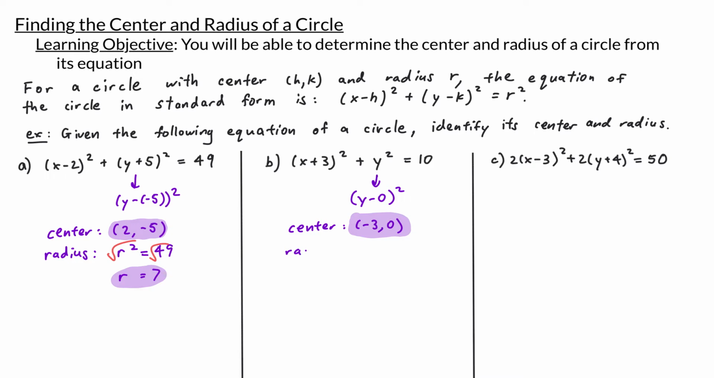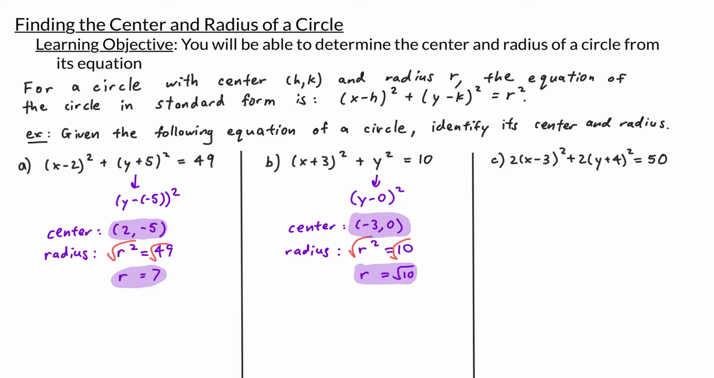As for the radius of this circle, remember the right-hand side is the radius squared. So we have r squared equals 10. And so if you want to find r, we just take the square root of both sides. And taking the positive square root option, we get r equals positive square root of 10. So one thing to point out here is that your radius doesn't necessarily have to be a whole number. In this case, our radius is square root of 10, which is an irrational number.